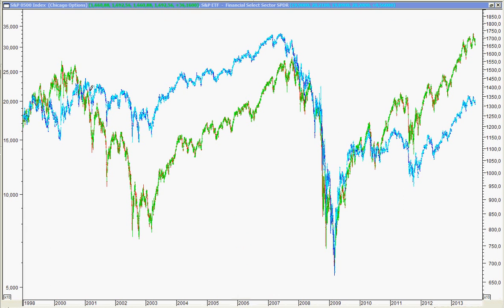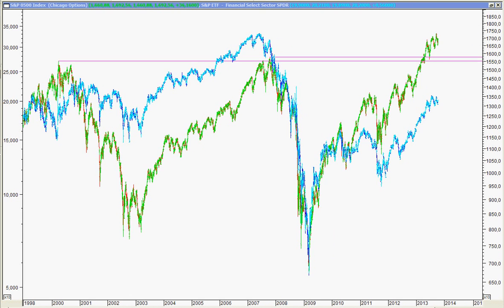Here we can see the development a little bit better. In green and red, the S&P index. In sky blue and deep blue, the Financial Select Sector SPDR ETF. And we see here the relative performance in a logarithmic chart. The interesting point, or why I'm choosing this chart, is the following.